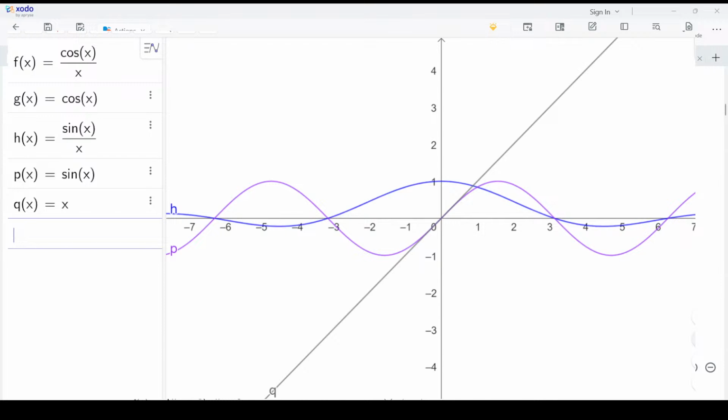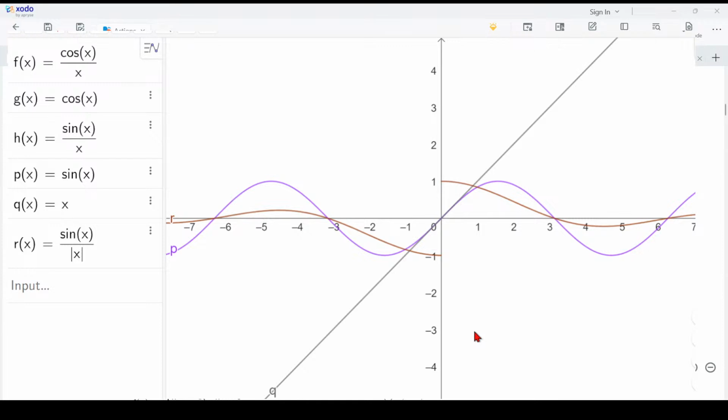Okay, so now sin x by x. Because both are positive together or both are negative together, that's why both values are becoming 1. Now, if we take mod x, sin x by mod x, I will draw the graph, you should explain what exactly is happening. So now, can you explain what exactly is happening? Why exactly is it breaking?